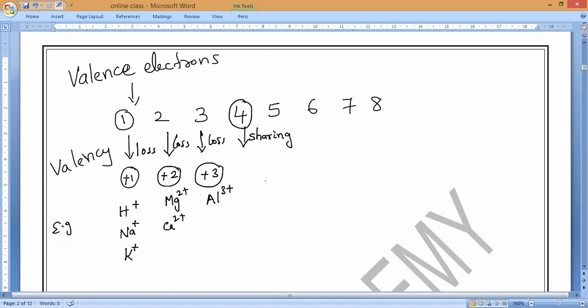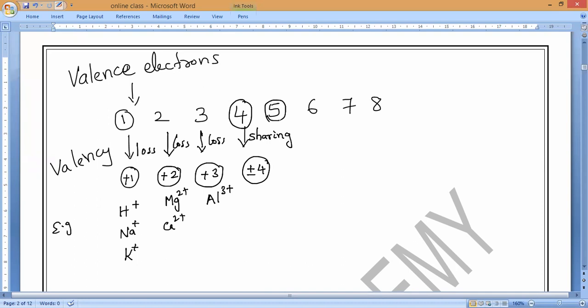So that is what it will form only. Understand? This is only sharing electrons, so we cannot say the valency is plus or minus four. Do you understand, everybody? Please respond. So if four electrons are there, either losing or gaining is the same, so it will follow sharing.